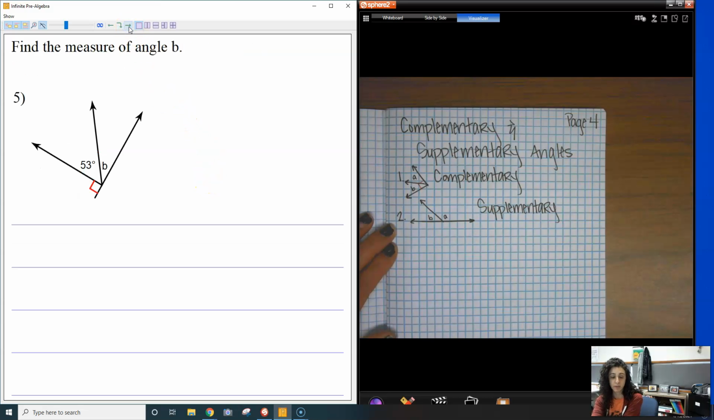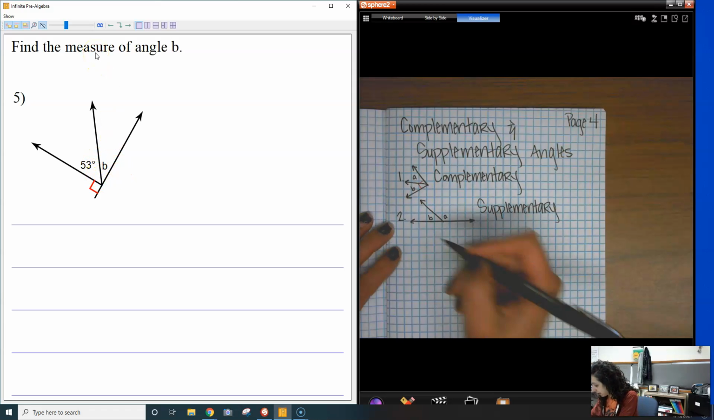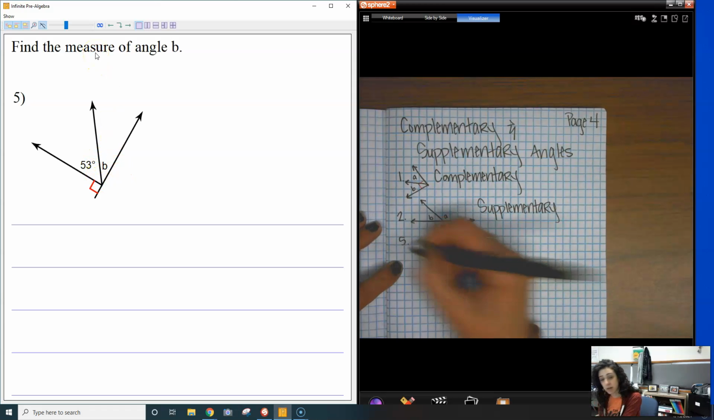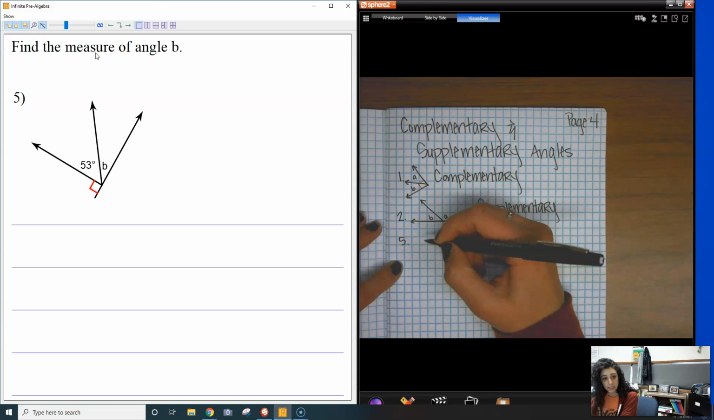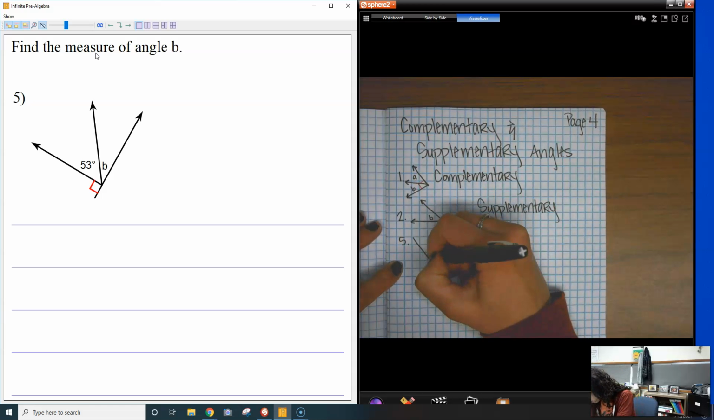All right, the next one is number 5, and this one doesn't ask us to name the relationship, but it says to find the measure of angle B. So I need to tell you how many degrees this angle is. So I am going to put this one in my notebook so I have an example to come back to. All right, I'm not the best artist, but I'm going to give it a go.